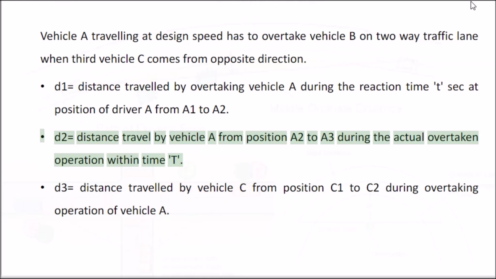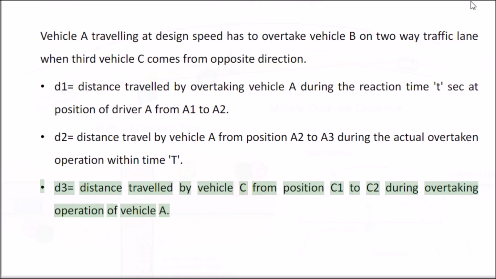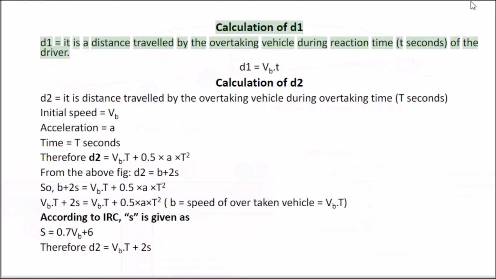D2 equals distance traveled by vehicle A from position A2 to A3 during the actual overtaking operation within time T. D3 equals distance traveled by vehicle C from position C1 to C2 during overtaking operation of vehicle A. Calculation of D1: it is the distance traveled by the overtaking vehicle during reaction time, t seconds, of the driver. D1 equals v.